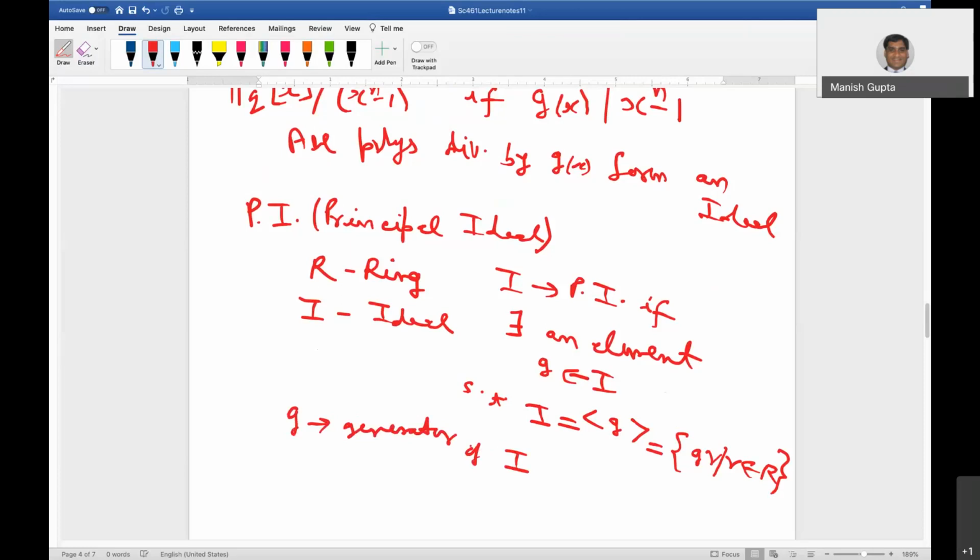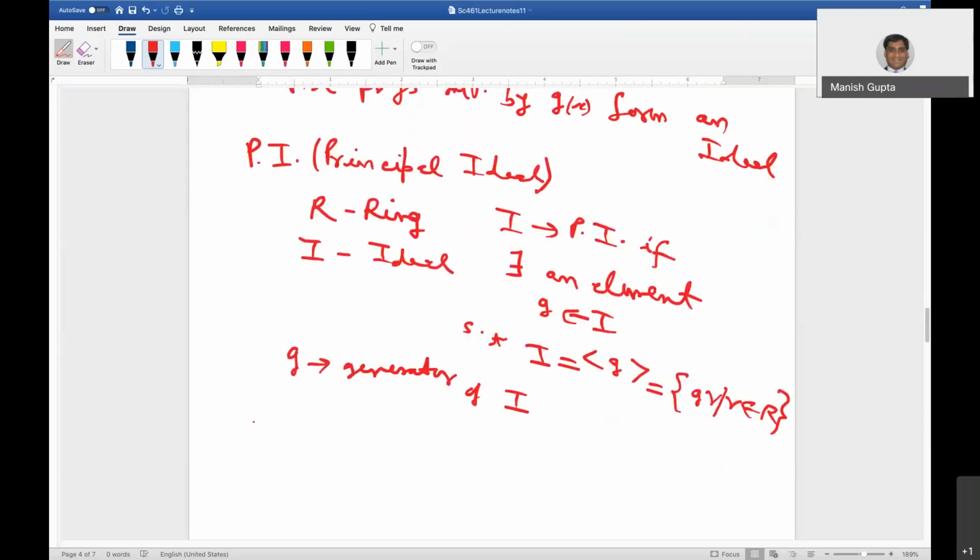Okay. A ring is a principal ideal ring if every ideal of R is principal.